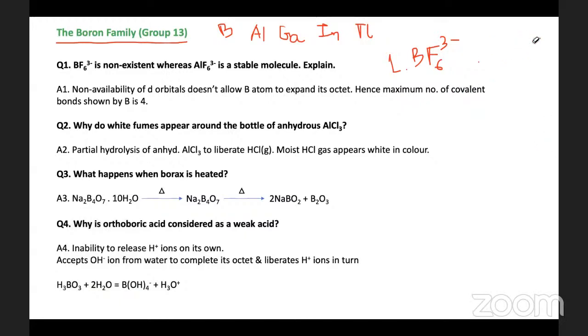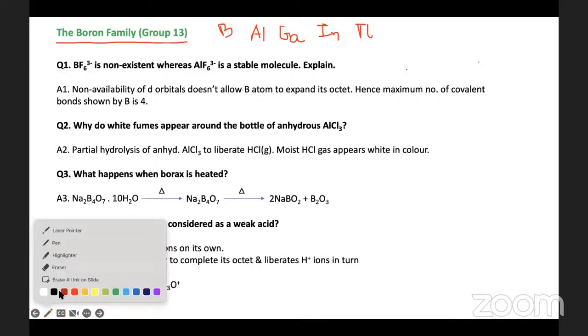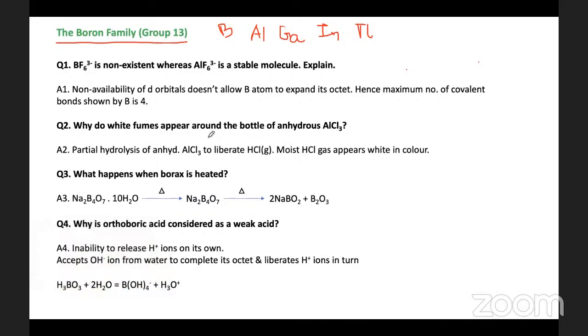Now we will go to the next question. The next question says, why do white fumes appear around the bottle of anhydrous AlCl3? So AlCl3 is a very stable molecule. It is one of the most commonly applied Lewis acids in the chemical laboratory.